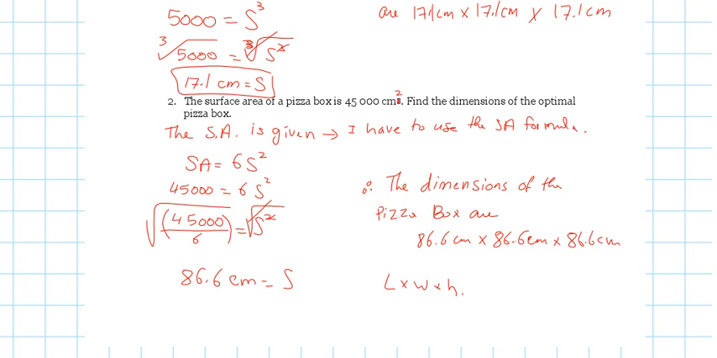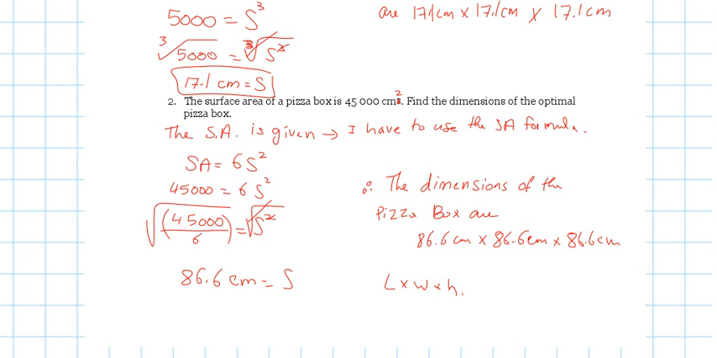So anytime it's a rectangular prism and we're trying to optimize, we're using the cube shape, which gives me the 6s squared for the surface area and the s cubed for the volume. Are we good with that?